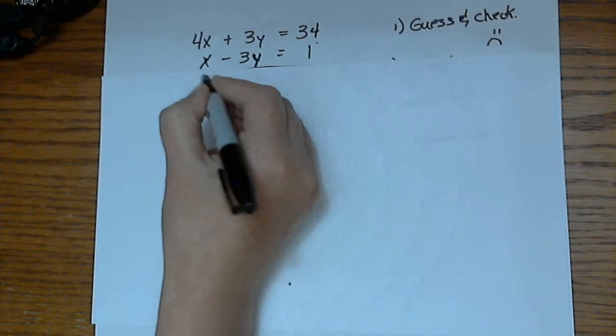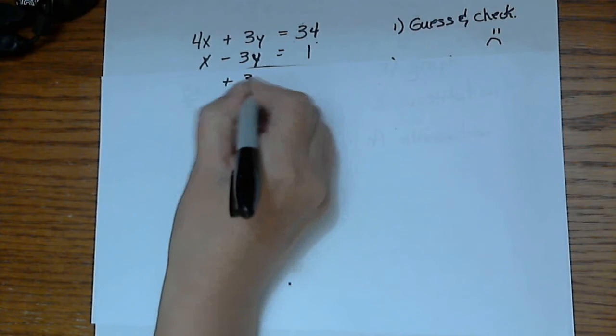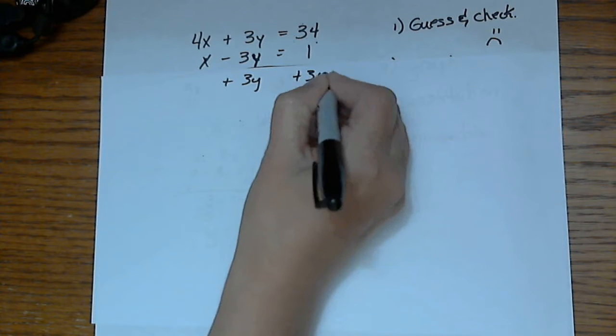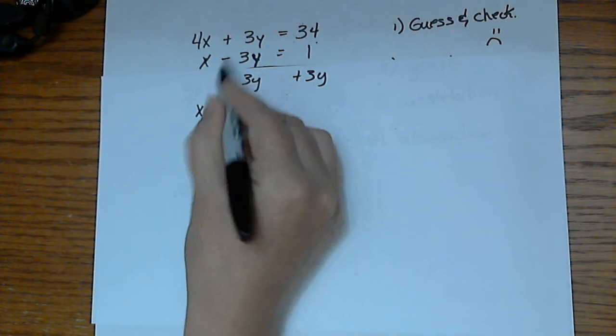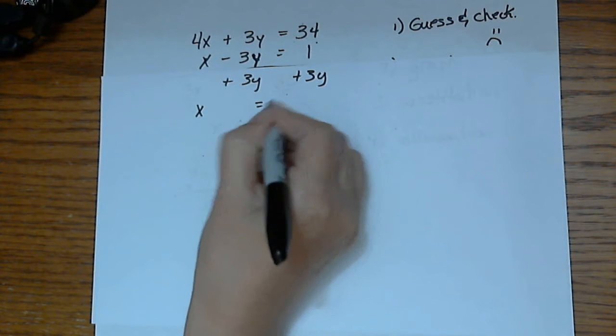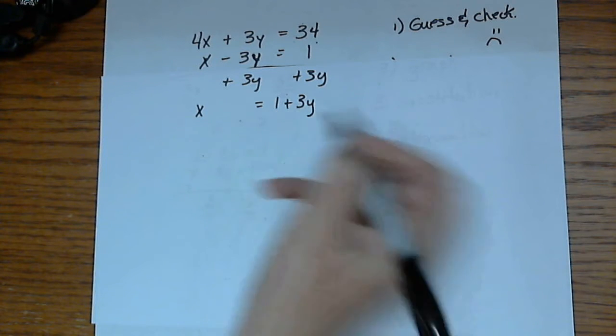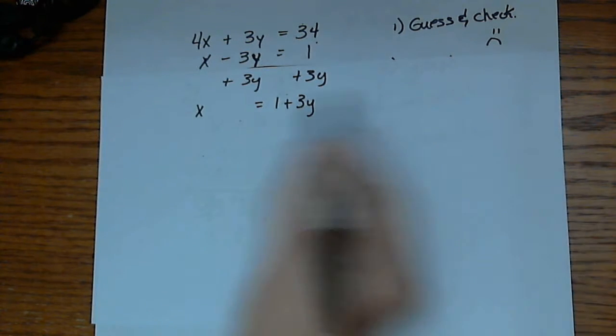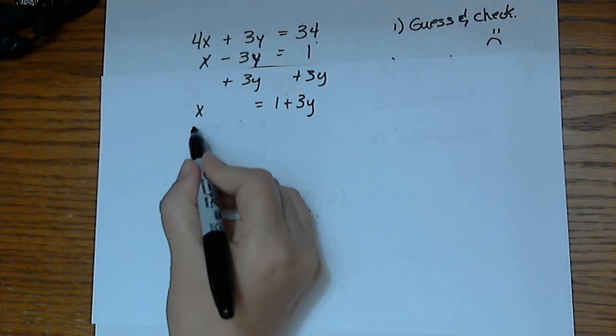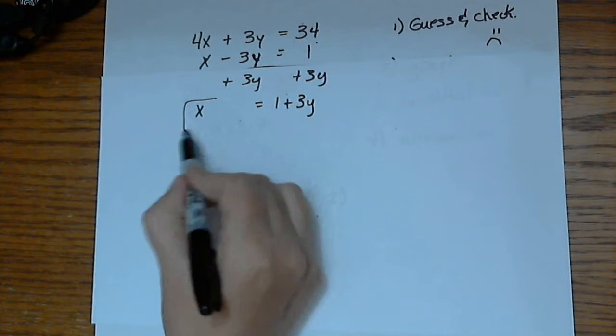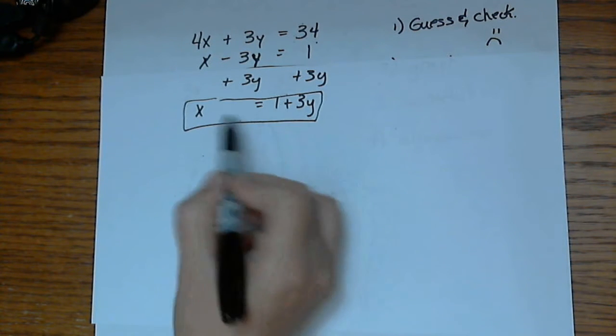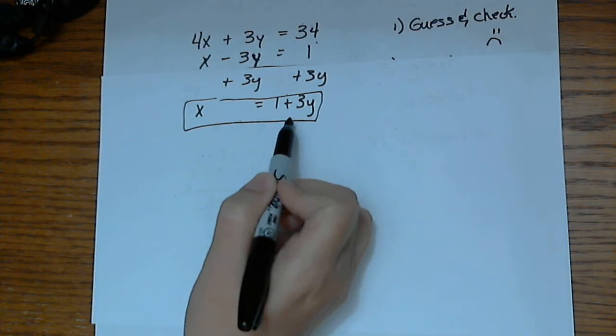So let's do that. We're going to add 3y, and then x, this will be 0, equals 1 plus 3y. Okay? And x is already by itself. We don't have to do another step. So that's awesome. Now we have one equation where the variable is all by itself. So let's jump to the other equation.